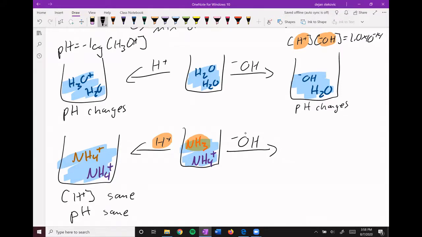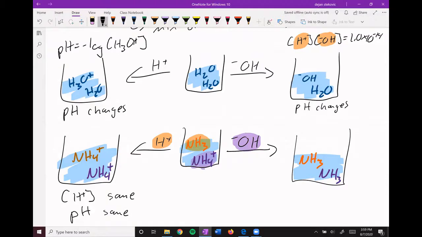And so if you add some base to just water, the pH can change drastically. On the other hand, what happens when we add some hydroxide here? Now, instead of that hydroxide taking a proton from water, it can take the proton from our weak acid, right? Our NH4 plus. And so what we'll be left with here is 2 NH3s.